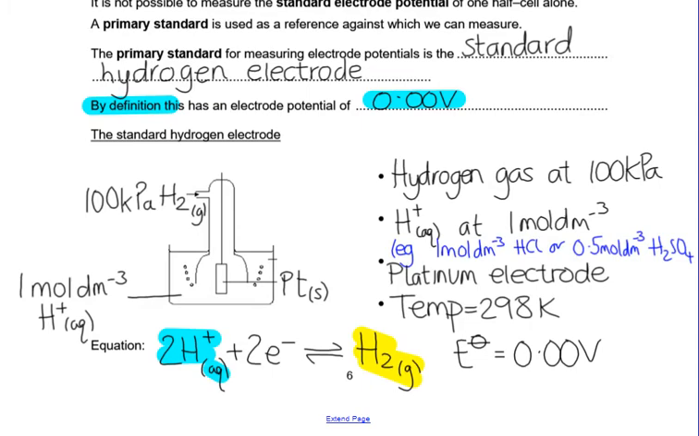This is what we're going to connect each thing we want to measure to, because this has a value of 0, so we're going to be able to find out the value for our other things.